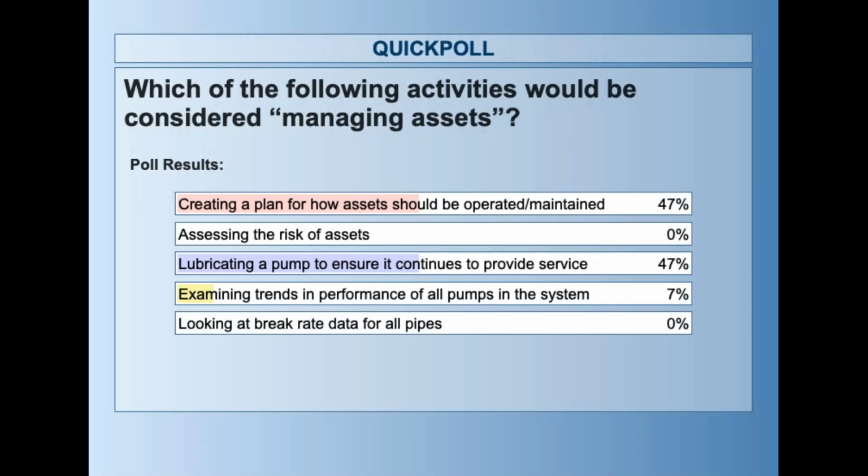Okay, so we had a couple of answers that were selected: creating a plan for how assets should be operated and maintained, and lubricating a pump were kind of equal. And then there's just a small number of folks that said examining trends. Now the answer I would pick is lubricating a pump. So what we want to remember is managing assets is what we do to an individual asset, so the actual actions on the asset. And creating a plan for how the assets should be operated and maintained is more of a strategic look at all of our assets. So that's a little bit more in the asset management camp.